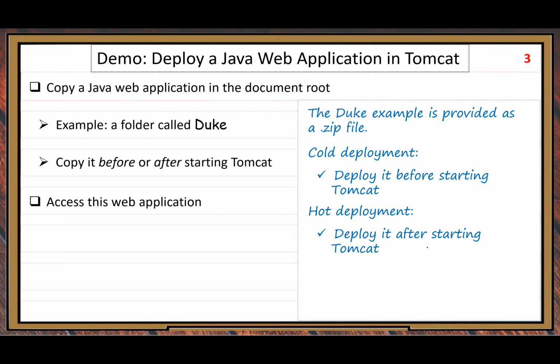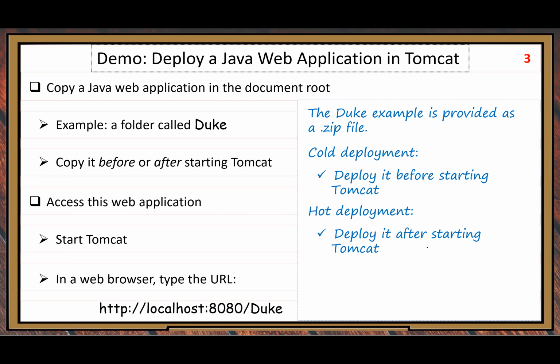Next step, access this web application. Now we need to run it. Assume we successfully deploy it. So ready, so we run it. Start Tomcat, make sure that you start Tomcat first. Then in the web browser, type the URL that corresponds to this web application. For our example, we type HTTP. No S. Some students type S. You couldn't find it. Here, no S.